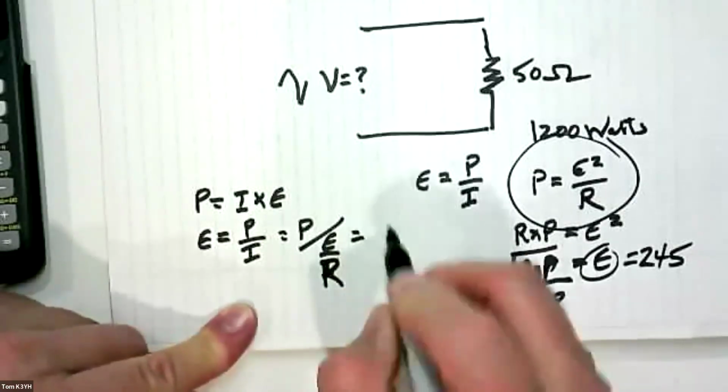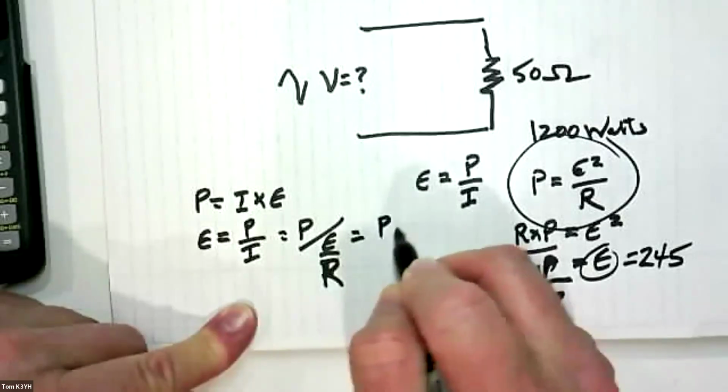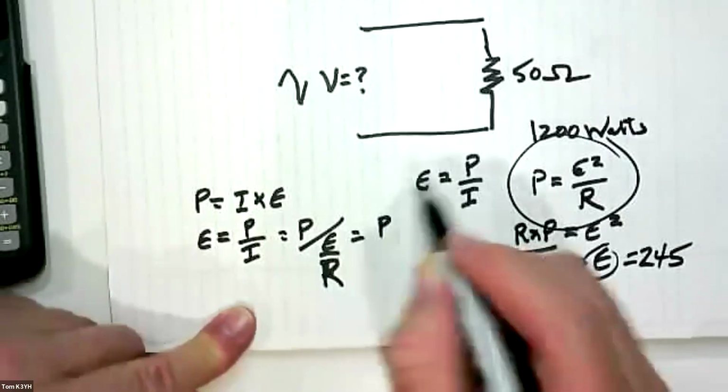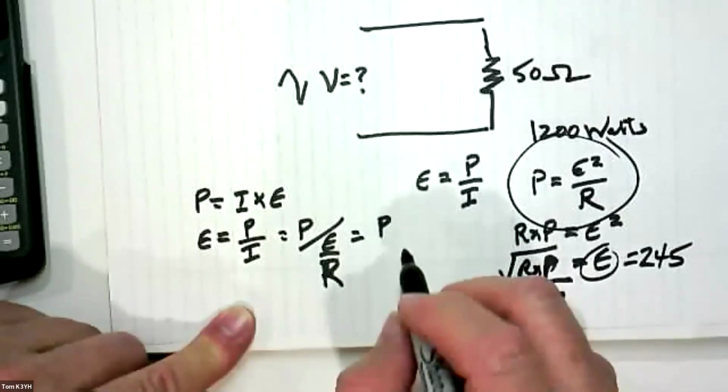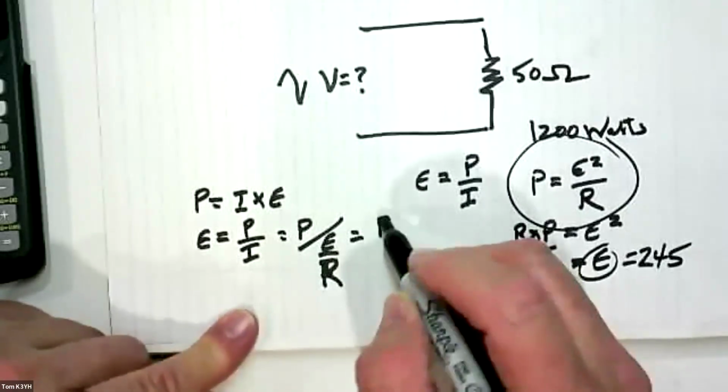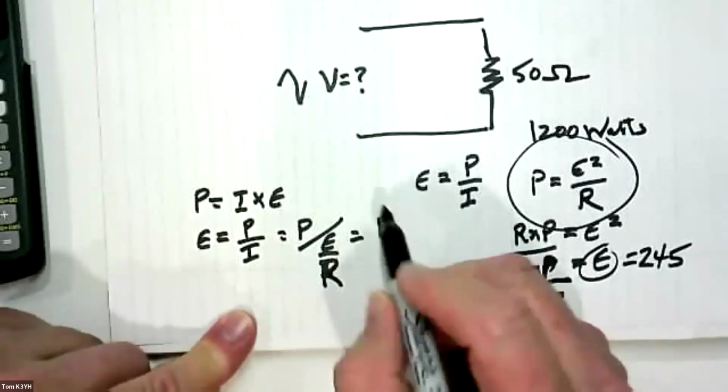Okay, so that equals P. Well, multiply both sides by E over R. Probably the easiest way to do that. Yeah, it's probably the easiest thing.